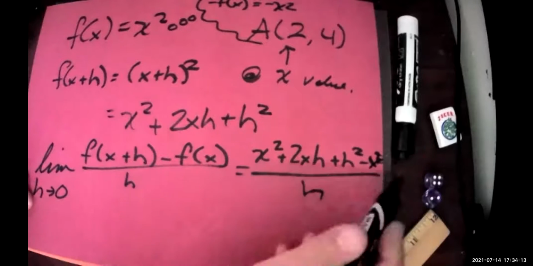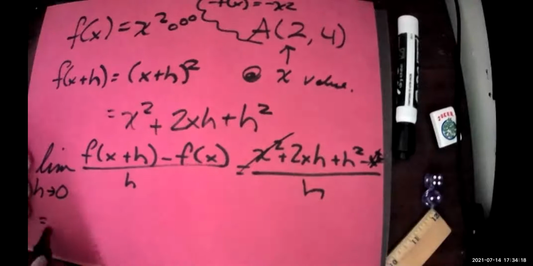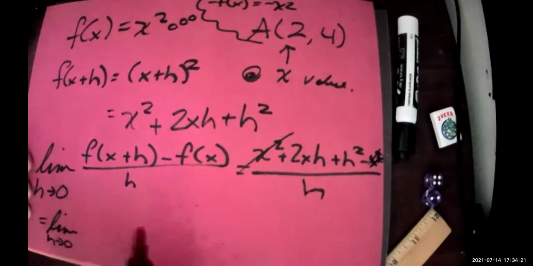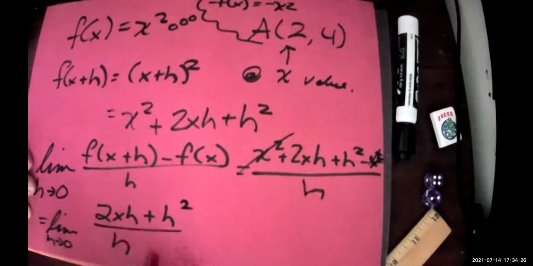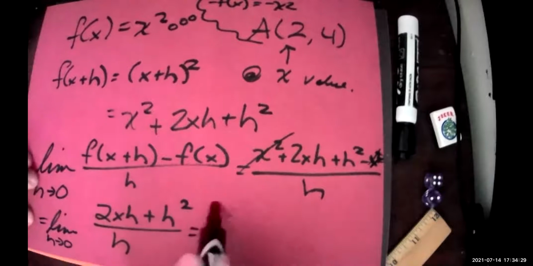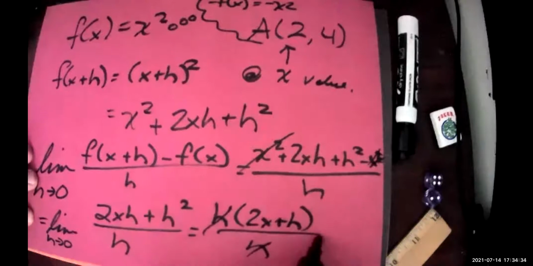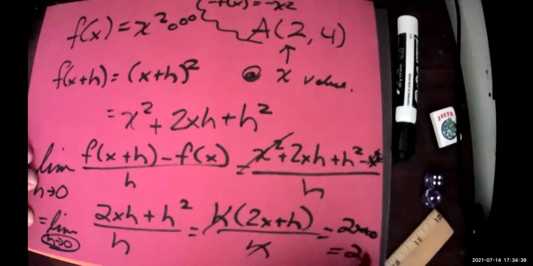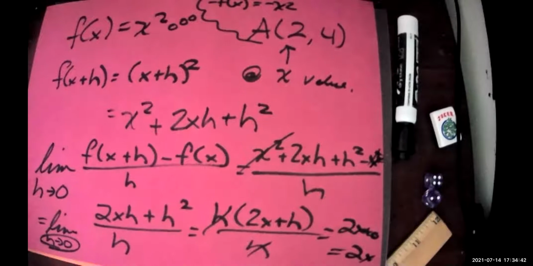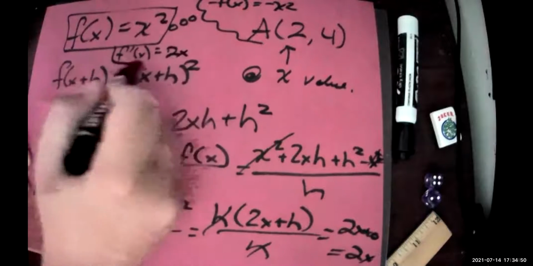Now look, I have x squared and I have minus x squared. Don't they cancel out? They cancel out. And now I'm left with 2xh plus h squared all over h. And then if I factor it, I can pull h out. And then if I let the limit go to 0, it becomes 2x plus 0, which is 2x. Good to know. So what is the derivative? Well, f prime of x is 2x.